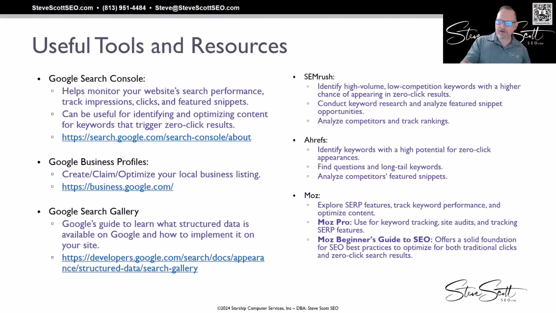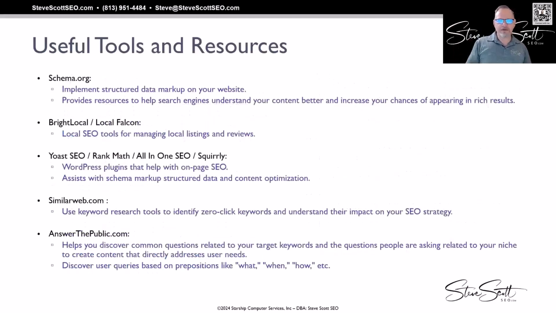So all three of those have different variations that you can look at, different levels. But basically, they can all help you track what's going on, track rankings, check your zero-click searches, and so on. And I've got some other tools here as well, like schema.org, which is the overarching set of structured data, whereas the Google Gallery is the Google version. It's kind of the scaled-down version of schema.org that Google's focused on.